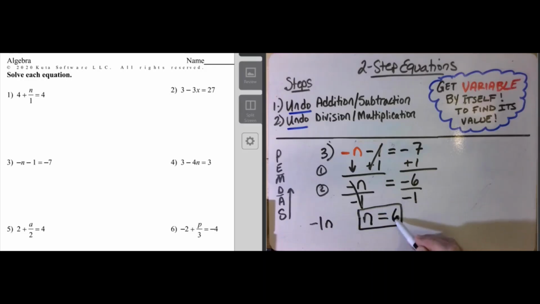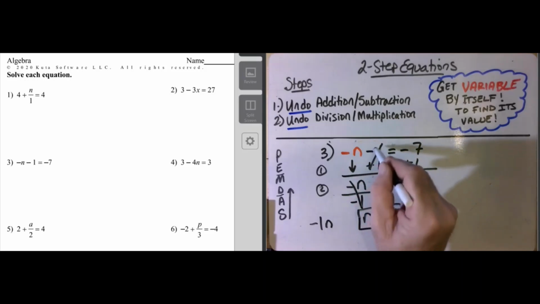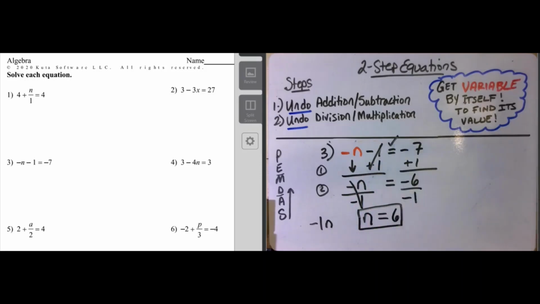Quickly, let's plug that 6 into the n. Negative 6 minus 1 is a negative 7. Negative 7 does equal negative 7. So we know we're correct. Okay, let's move on to number 4.